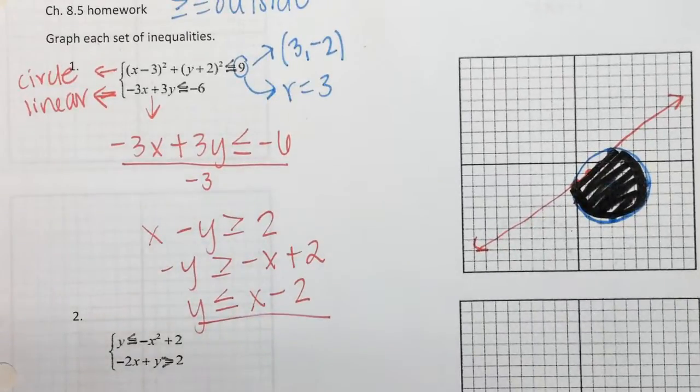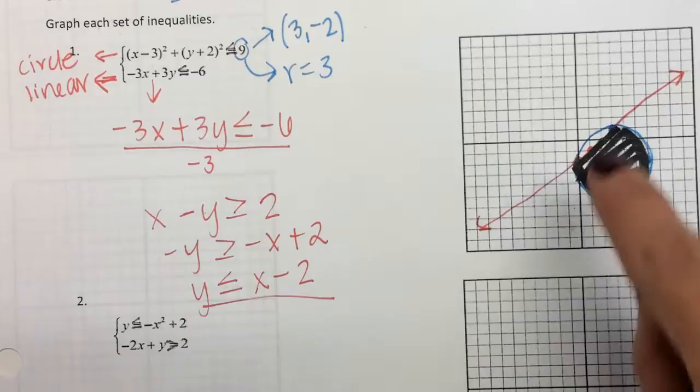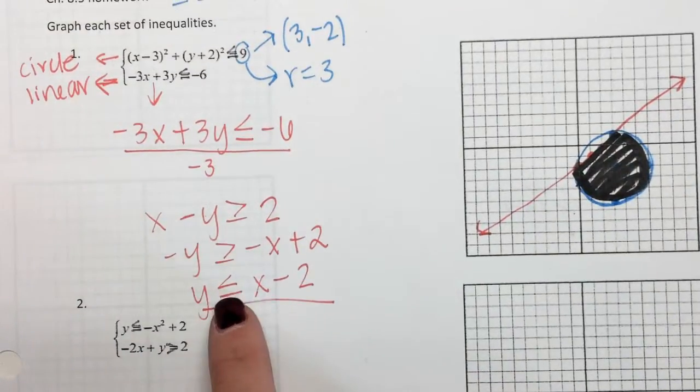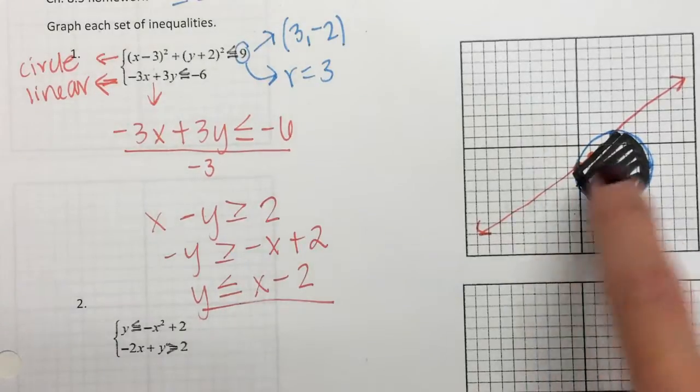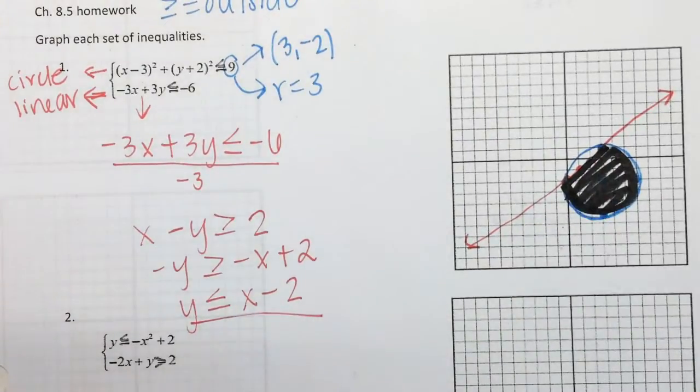Questions about that? Yes. For the circle or the linear? For the linear, if it's less than, you shade less than that line or below the line. So you don't shade outside. Correct, because it has to be inside the circle from here and below the line. So that's only this portion.